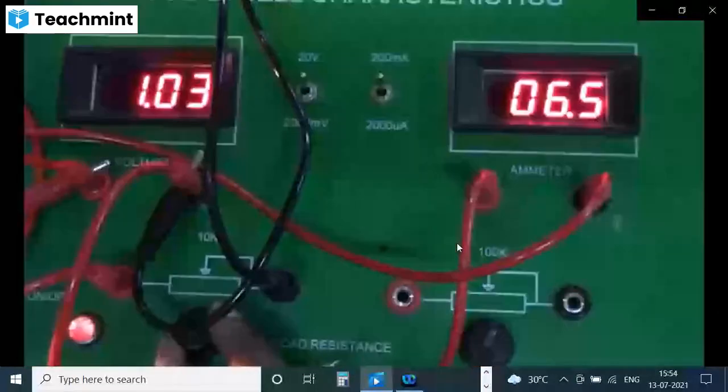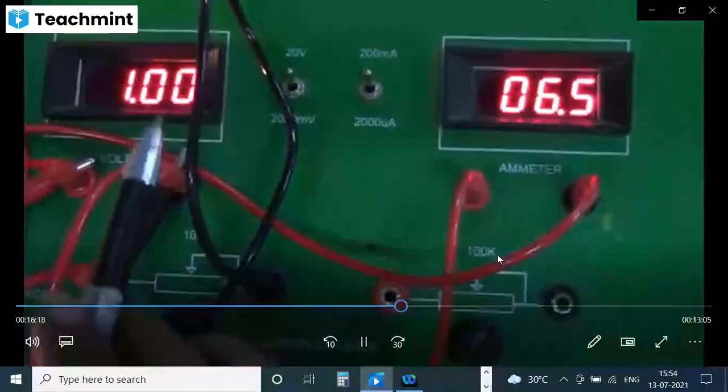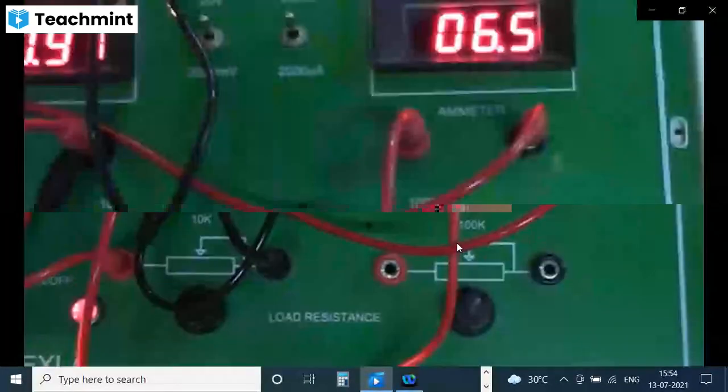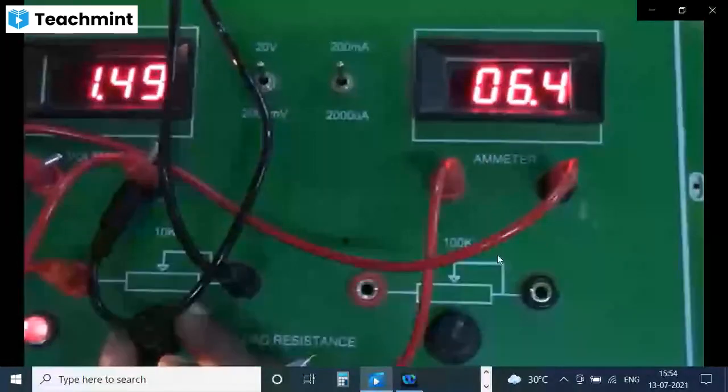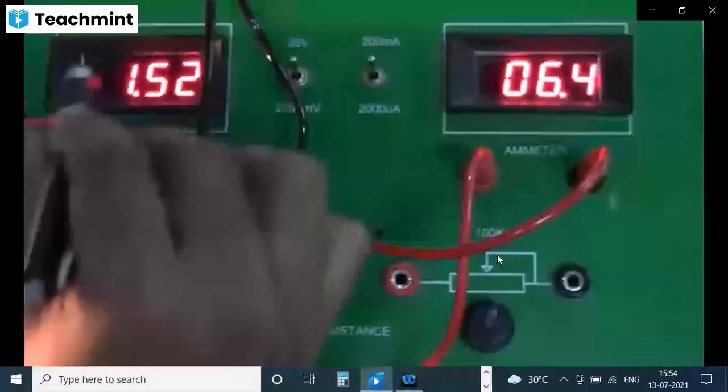Next, apply 1 volt. How to apply 1 volt? Increase the resistance. So I increase the resistance and I got 1 volt. The corresponding current is 6.5 milliamperes. Right. Next, you have to apply 1.5 volts. How to apply 1.5 volts? In this way. I applied 1.5 volts. The corresponding current is the same, 6.5 milliamperes.